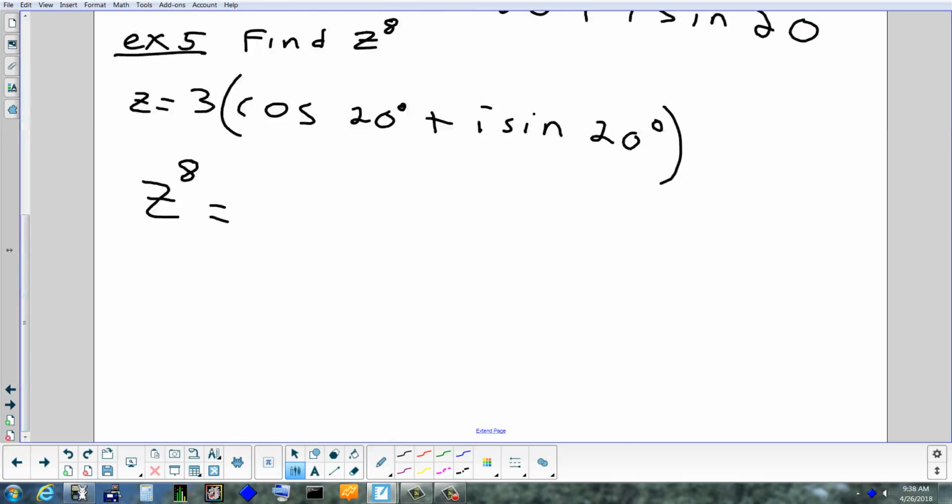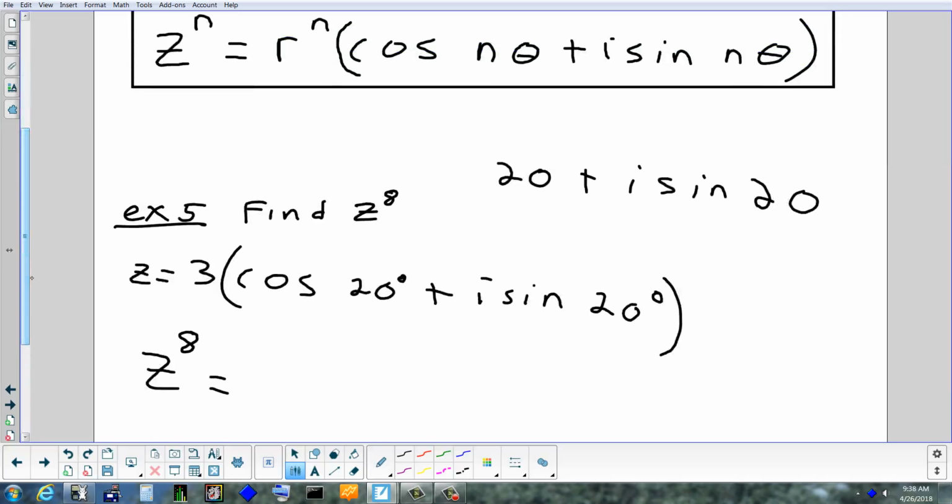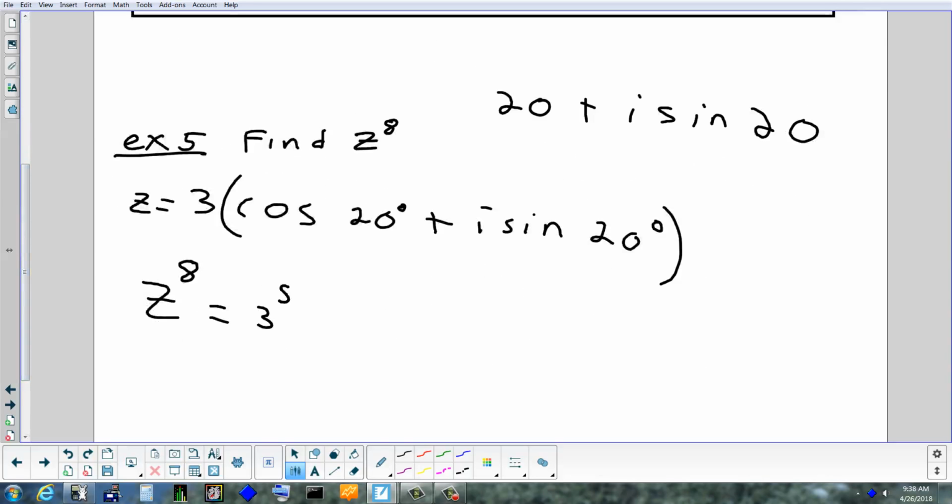Okay, so we want to raise that number to the 8th power. You don't have to tell me the answer, but can someone just tell me the calculation first for the radius? How would I get my new radius? Yep, Lauren? 3 to the power of 8. 3 to the 8th power. Okay, I'll do that on the calculator in a second. And how about the calculation for my angle? Yep. Is it 8 times 20? It's the angle times the power. 8 times 20, which is 160.